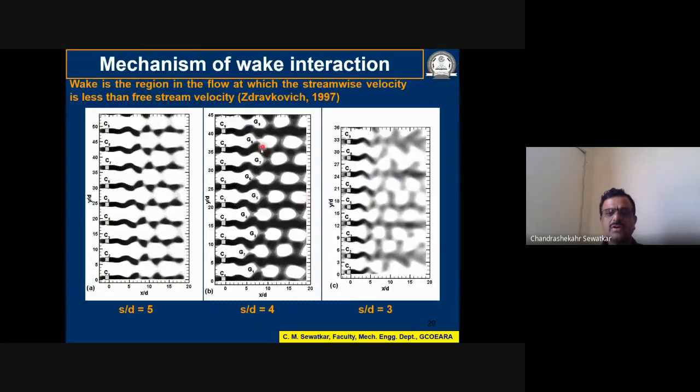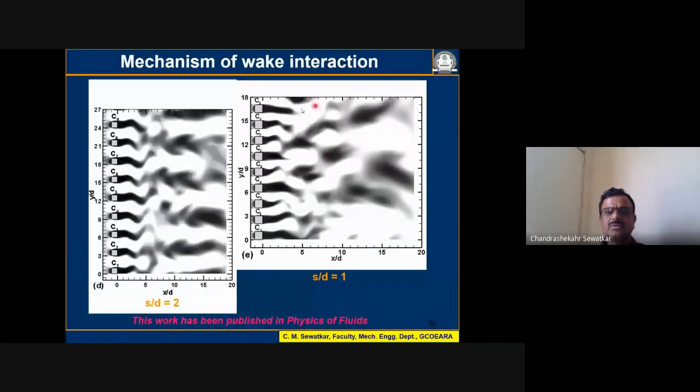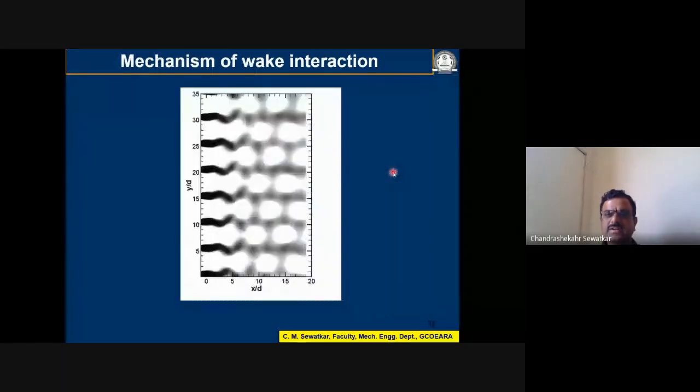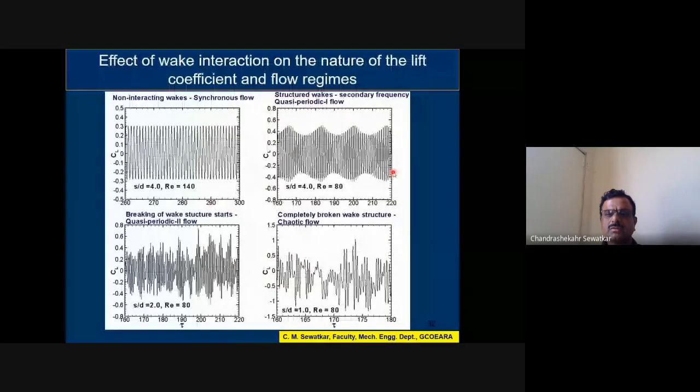See the wake structure, how systematic it was. Here all the wakes are independent. Here we get a systematic wake structure. The wake structure has slowly broken. It has completely broken when my S by D is 1. So such a flow, I can call it chaotic. When it is slightly broken, we designated it as quasi-periodic 2. This is quasi-periodic 1.